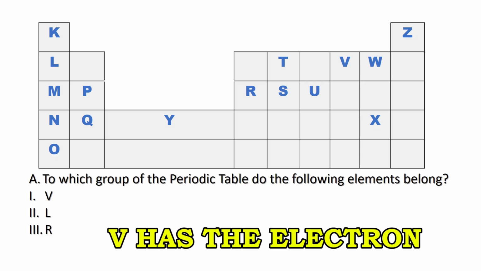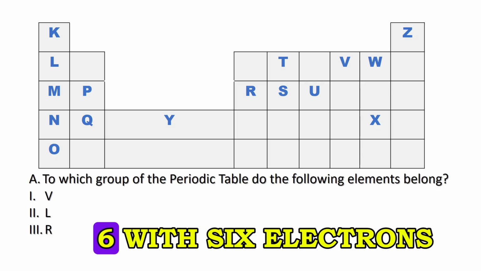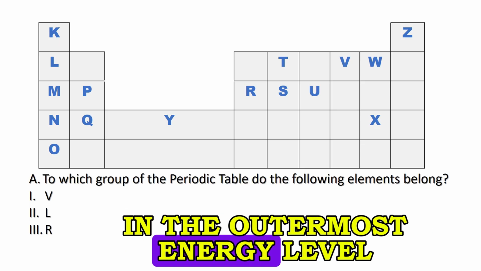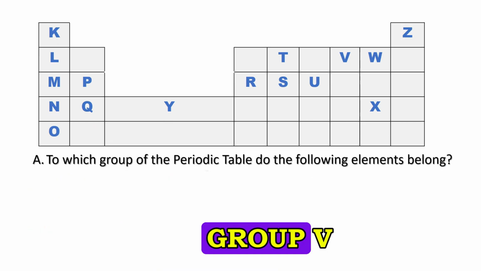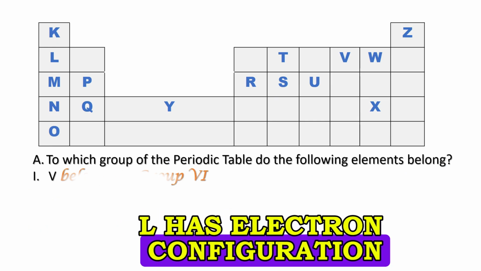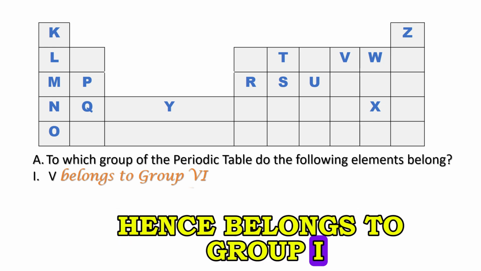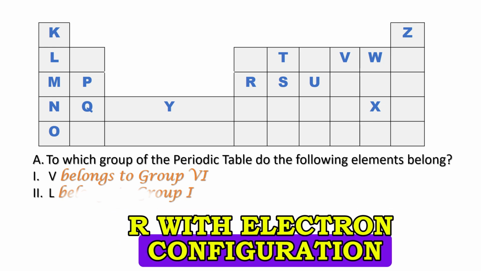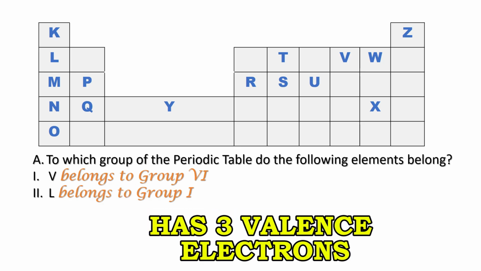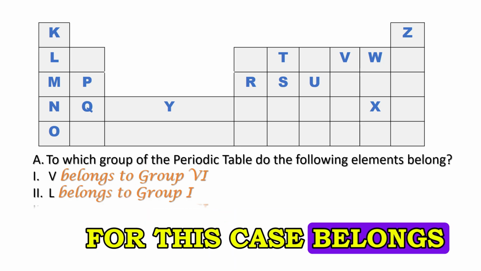For instance, V has the electron configuration of 2,6 with 6 electrons in the outermost energy level. Therefore, V is in group 6. L has electron configuration of 2,1 with 1 valence electron, hence belongs to group 1. R with electron configuration of 2,8,3 has 3 valence electrons. For this case, belongs to group 3.